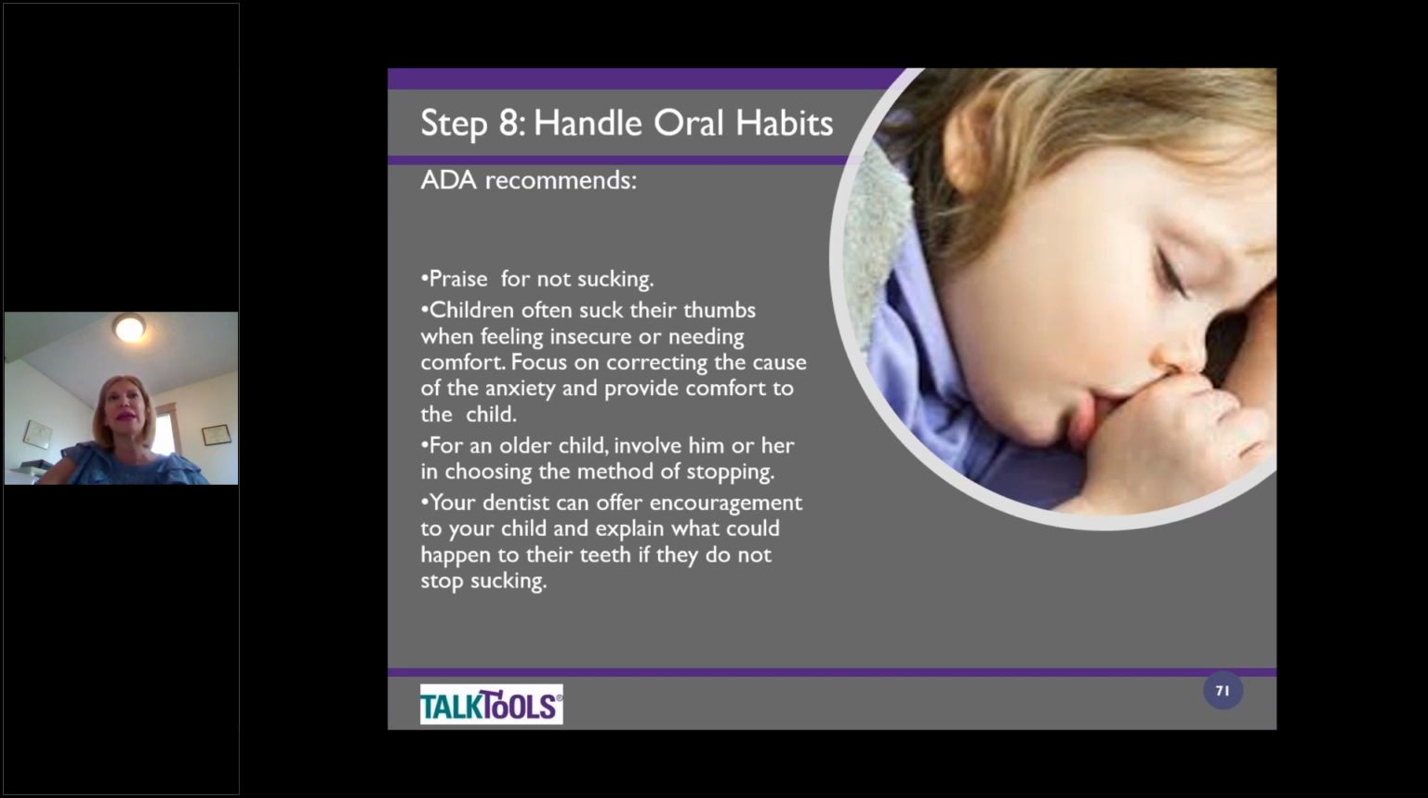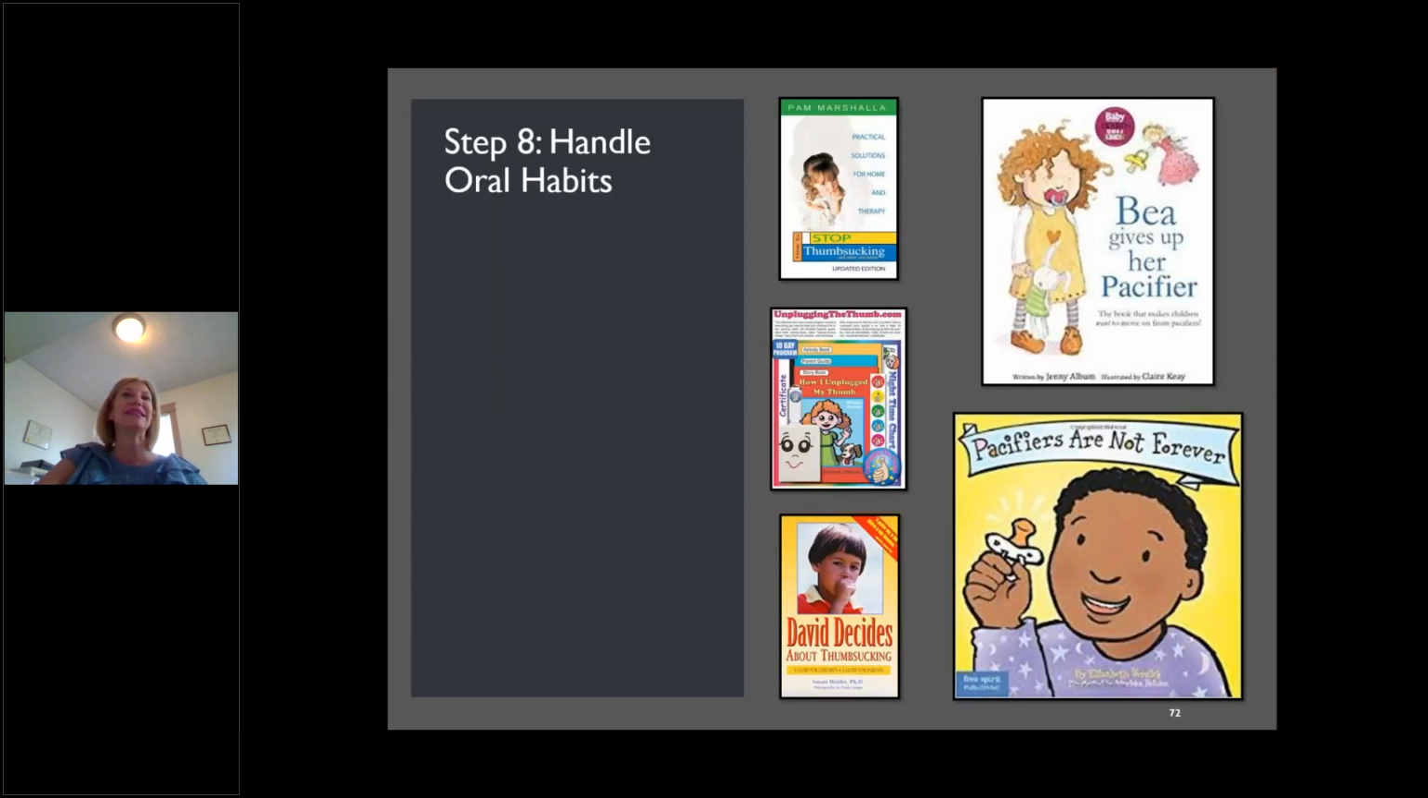Choosing a method of stopping. There are formalized programs out there. Sandra Holtzman has one, Diana Davidson, Shari Green. The dentist can really help, but at the same time, a lot of these habit elimination programs are not formally done till 3-4 years of age. And by then, you have a lot of impact on dental facial growth.